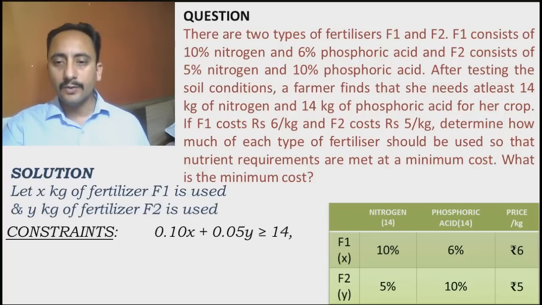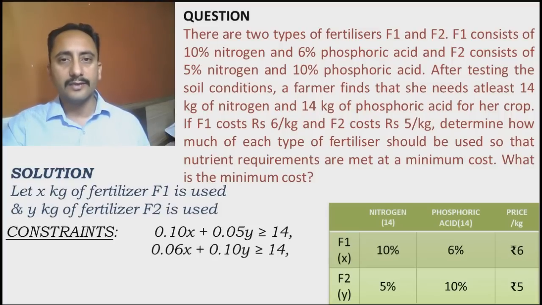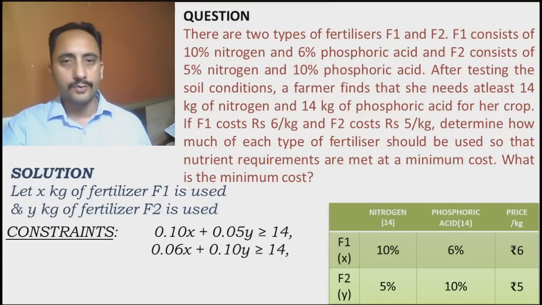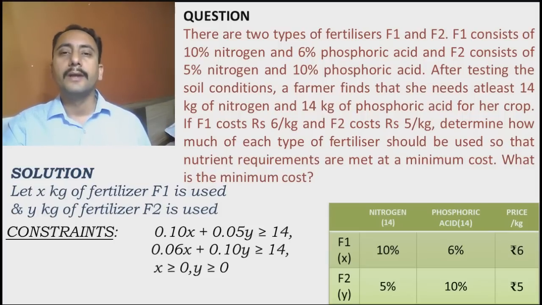The second inequality will be 0.06x plus 0.10y, and again it has to be phosphoric acid. Its requirement is greater than or equal to 14. Then obviously x and y cannot be negative, so our last two constraints in almost all the questions will take x and y as positive quantities.